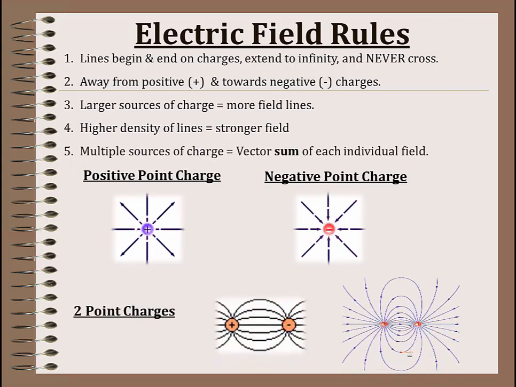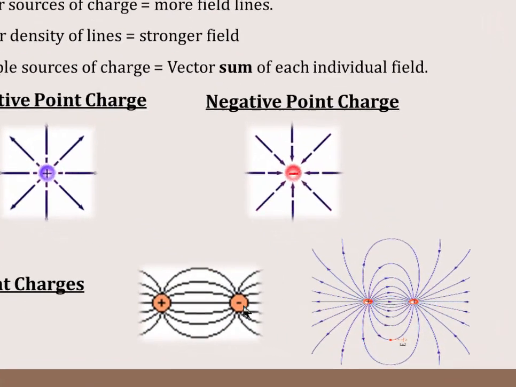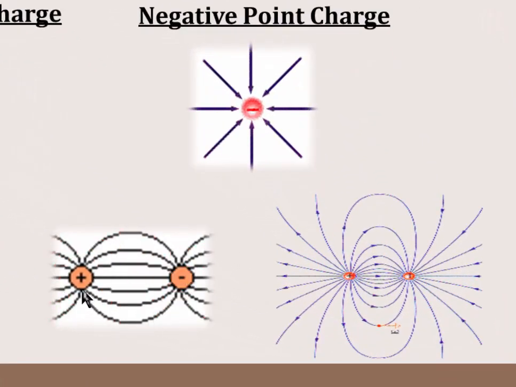So visually, you can see right away how strong that field is. And then finally, if you have more than one source of charge, it'll be the vector sum of each individual field. That's a fancy word to just say that you add up the effect of each field at each point and you get a final vector. So for example, if I had a positive charge and a negative charge, this is very common. This is called an electric dipole.